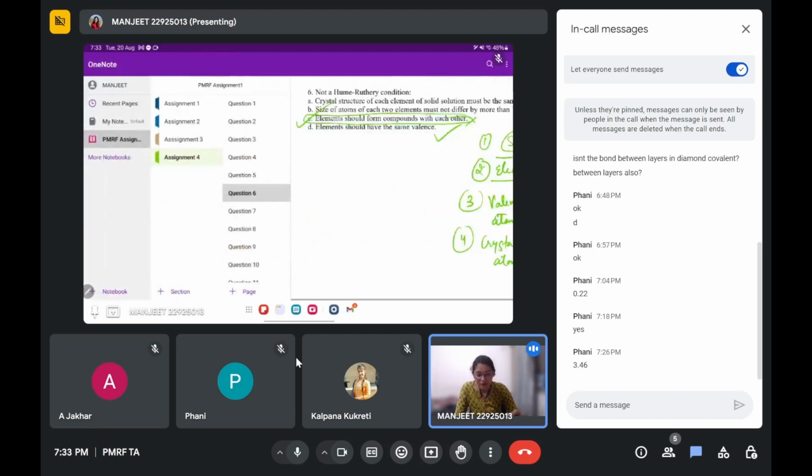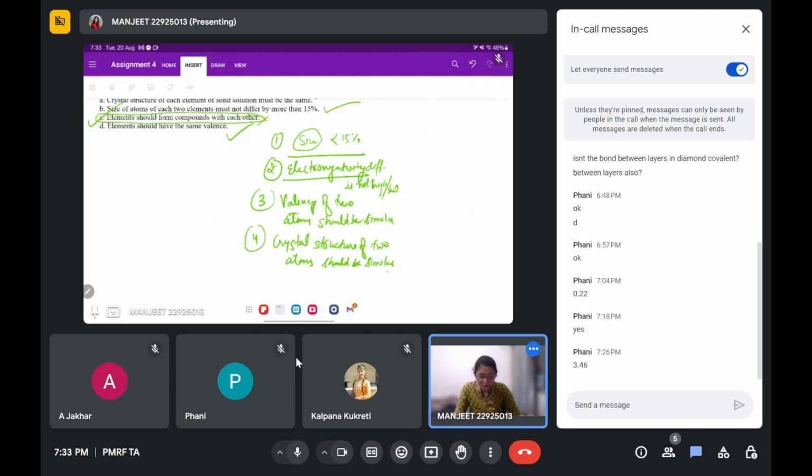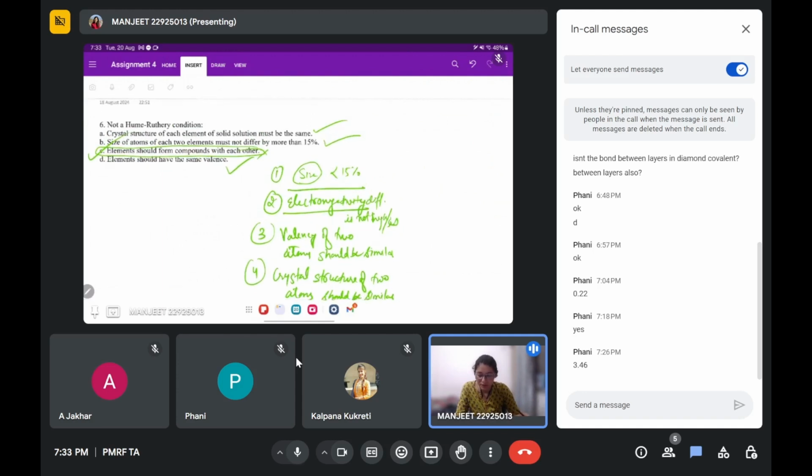Okay, in question number 6, what are the conditions for the Hume-Rothery rules? There are 4 conditions. The size difference should be less than 15%. The electronegativity difference between the two atoms should not be large. Third, the valency of the two atoms should be similar, the same kind of valency. And the fourth one is that the crystal structure of the two atoms should be similar. So this option C, that the elements should form a compound with each other, is not true. So this is the incorrect statement for the Hume-Rothery conditions.